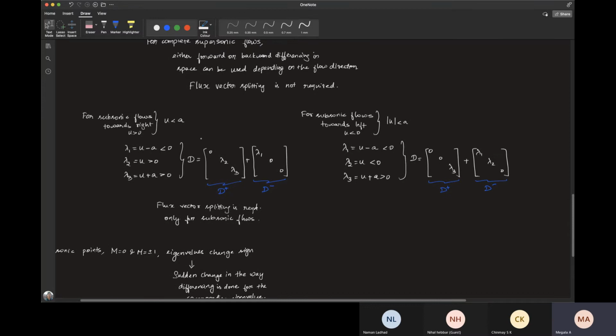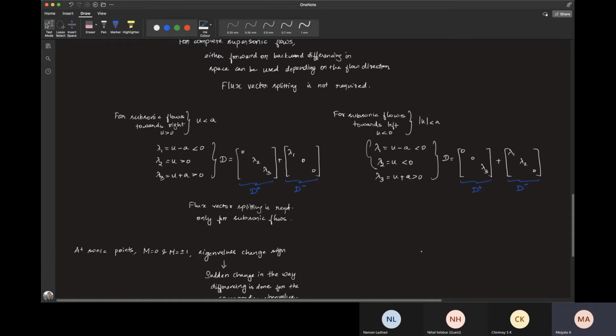Similarly, for subsonic flows towards left, you will have mod u less than a, and u is less than 0 since flow is towards left. So in this case, the first two eigenvalues will be negative and the third one will be positive. So here you have split D as D plus and D minus. D plus consists of 0, 0 and lambda 3, and D minus consists of lambda 1, lambda 2 and 0. So this way we have done flux vector splitting.